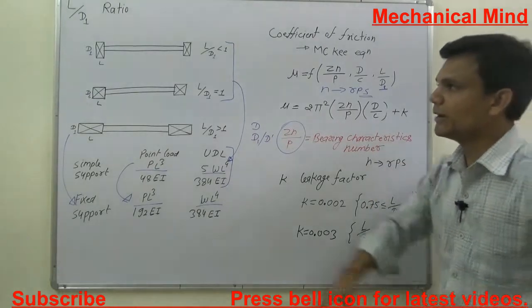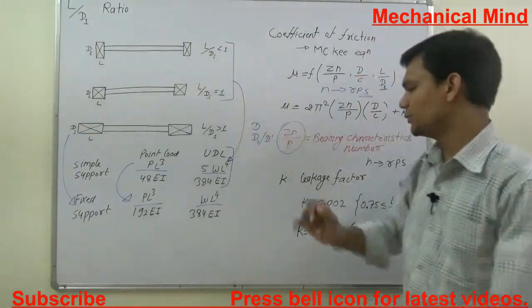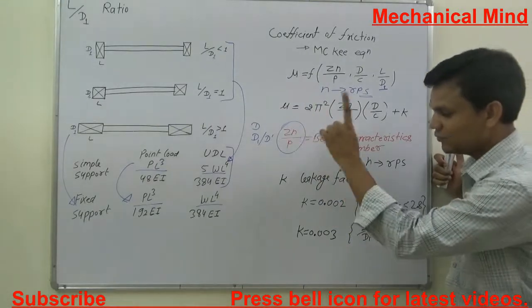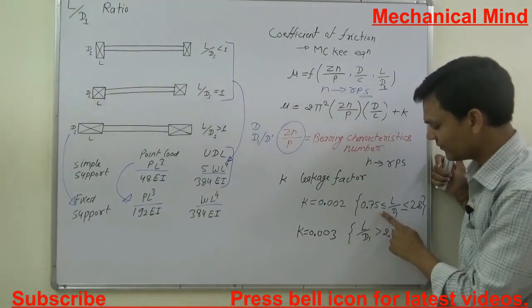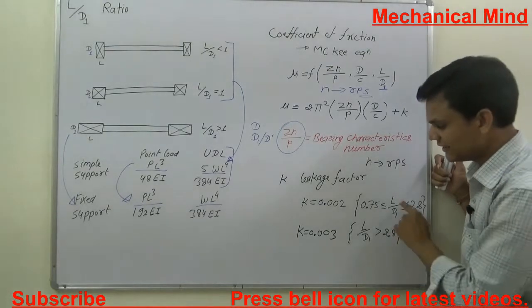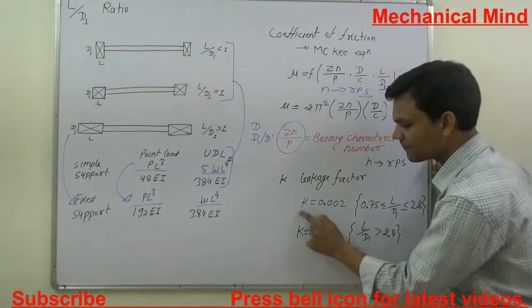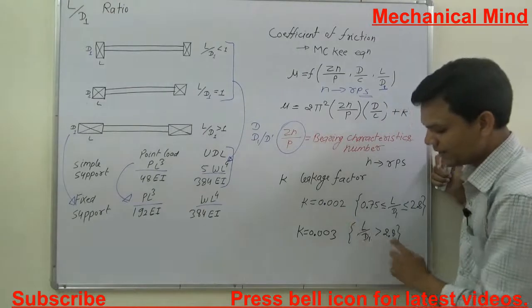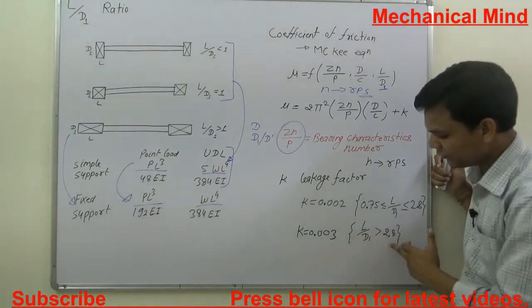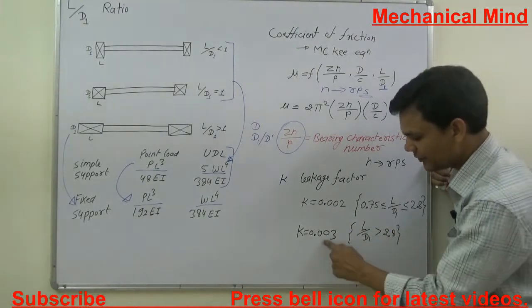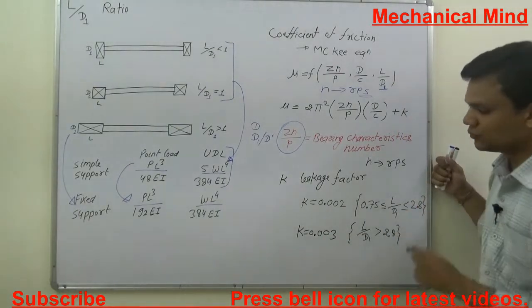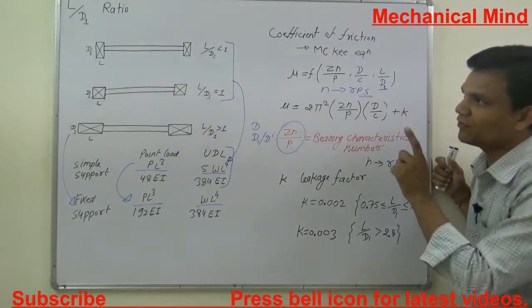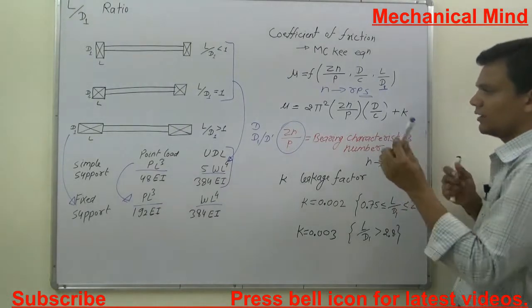If the value of the L by D1 ratio varies from 0.75 to 2.8, then we use the value of K as 0.02. If this value is greater than 2.8, then we use the value of K as 0.03. So these are the requirements for the L by D1 ratio.